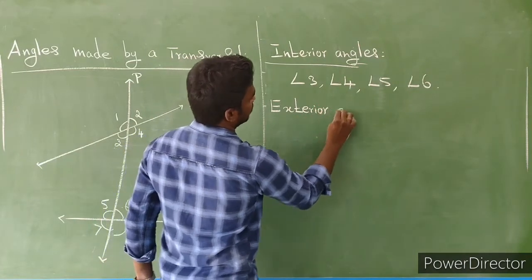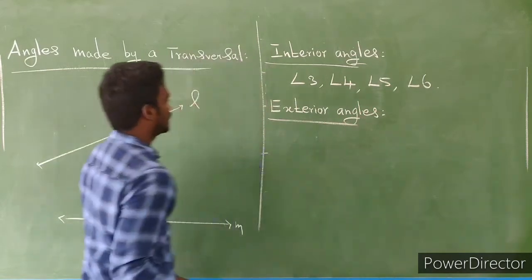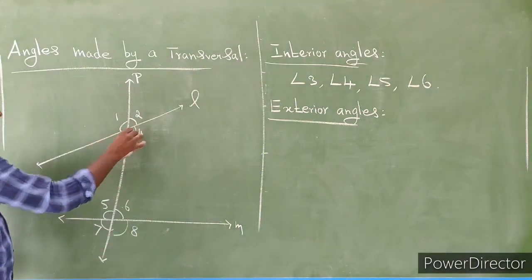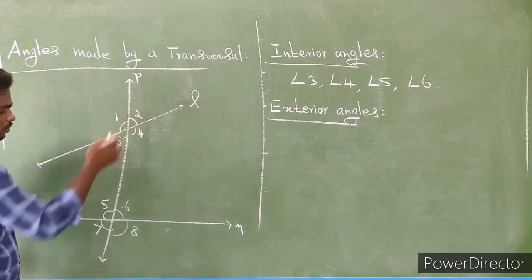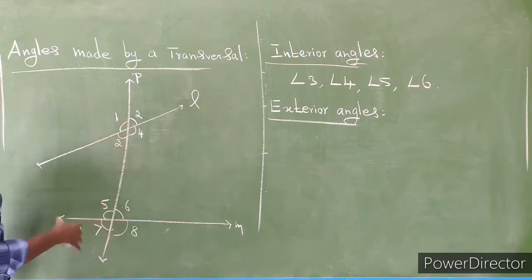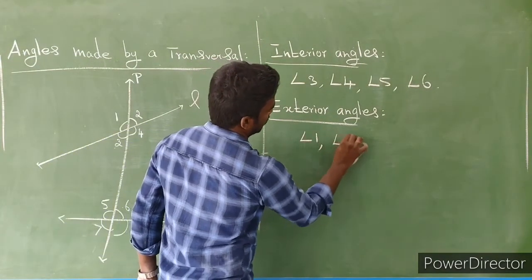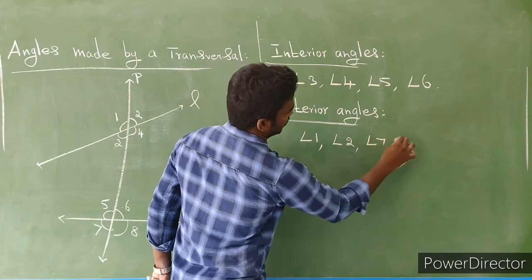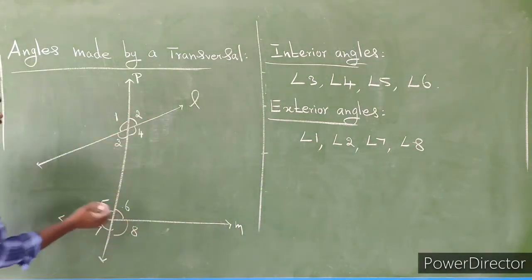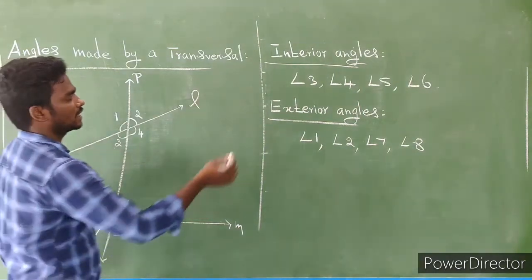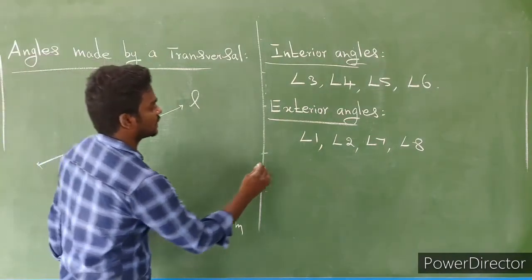What are the exterior angles here? 3, 4, 5 and 6 are interior angles. Then the angles outside, angle 1, angle 2, angle 7 and angle 8, are called exterior angles. First one is interior angles, second one is exterior angles. Next, what are corresponding angles?